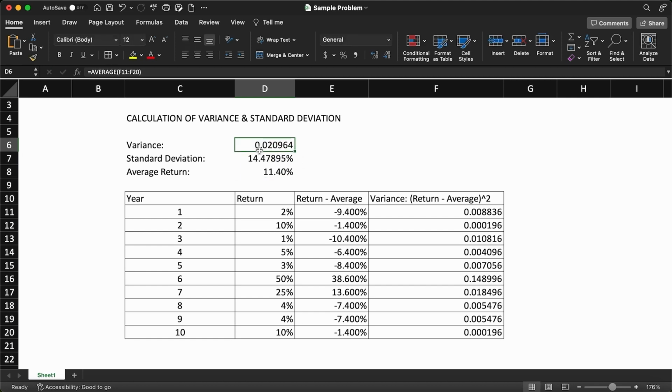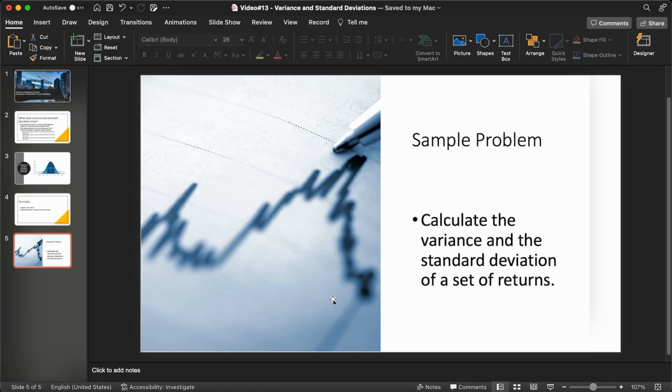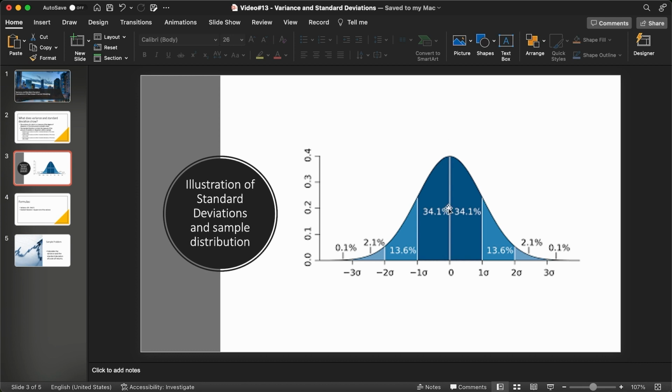We have a variance of 0.0209. Once we standardize that variance, we see that each standard deviation is 14.48%. Let's just round up to 2 decimal points. So this just means that if you go back to our bell curve, from this mean, we're moving 14.48% one way and 14.48% to the other, so on and so forth.